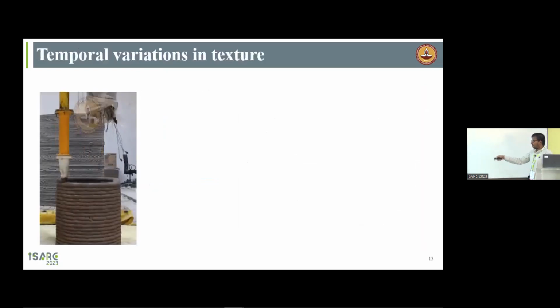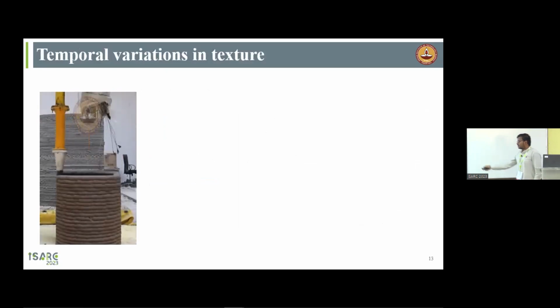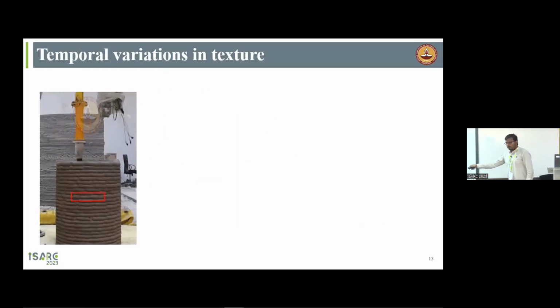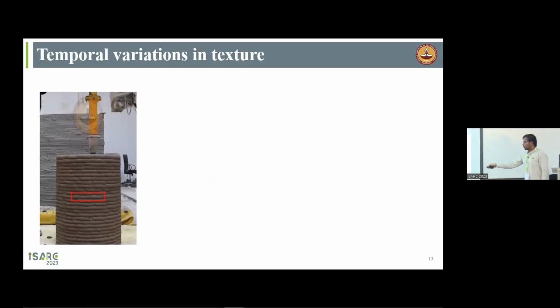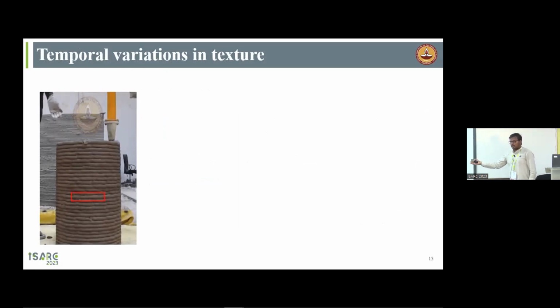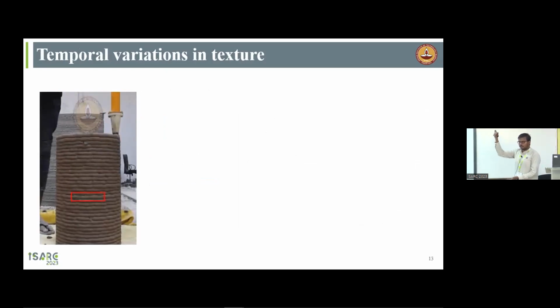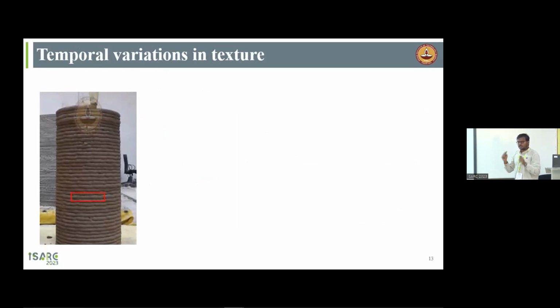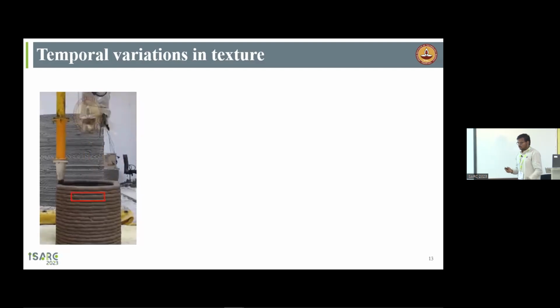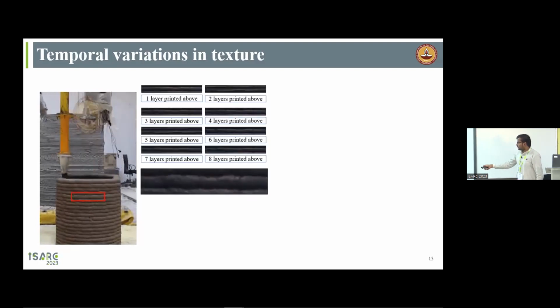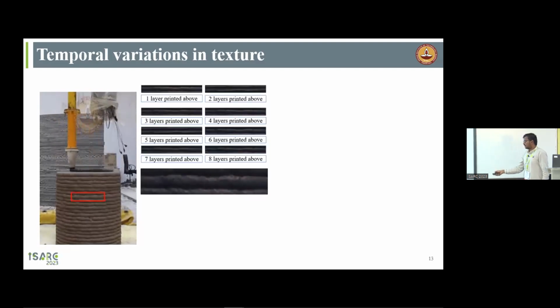In a similar way, I have done another study where this is a video of the printing happening. I have taken a particular crop window. What happens as the layers are getting printed is that, because of the weight of the top layers, the bottom layers are going to get compressed. Whenever there is a change in that particular window, the change can be captured by the texture extraction. This is a GIF where those changes are getting captured.